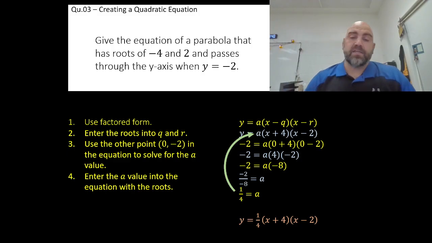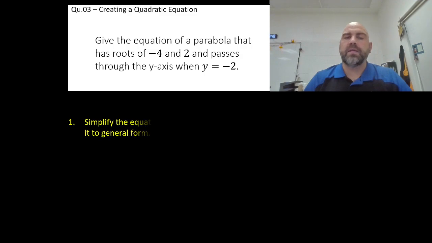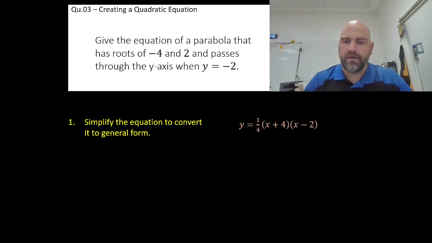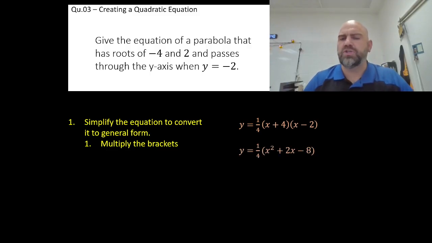All right, now at this point, you may feel like you're done, and that's good. You have an equation that is in factored form. What we can do as well is we can give that equation in general form, and that is done by multiplying it out and simplifying it as much as possible. Let's multiply the two brackets first. x plus 4 times x minus 2 is going to give us x squared plus 2x minus 8. Okay, that's already simplified. I've combined my like terms together.